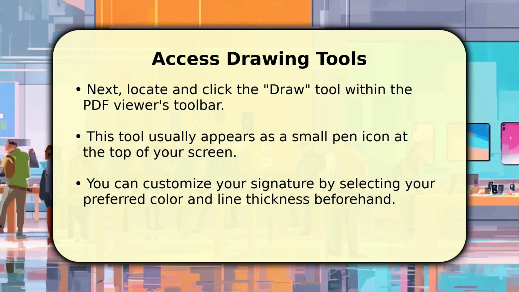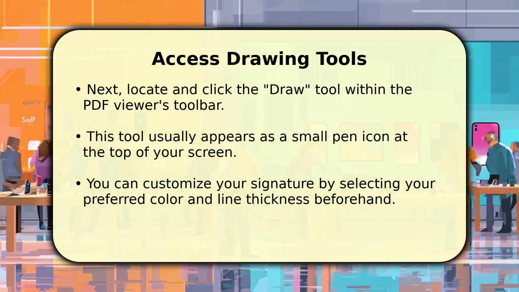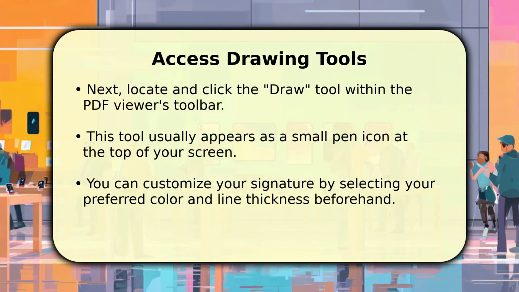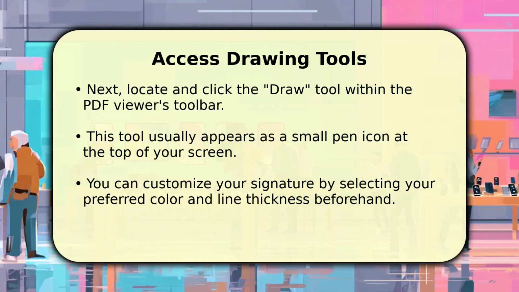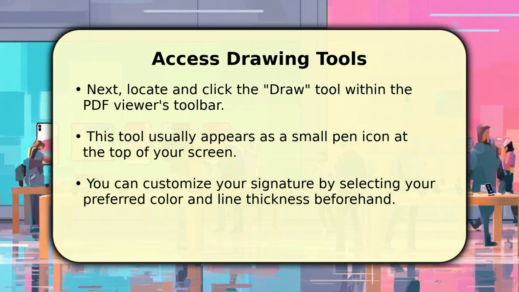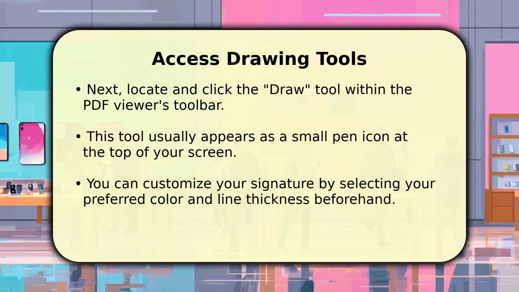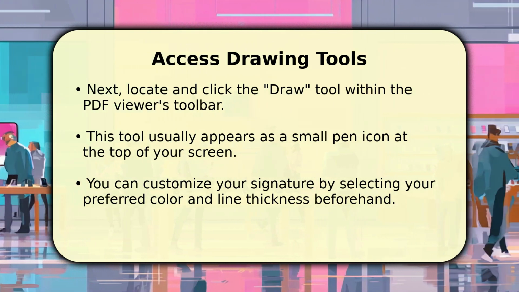Once your PDF is open, look towards the top of the browser window for the PDF Viewer's toolbar. You'll need to locate and click the Draw tool, which is typically represented by a small pen icon. Before you start, you have the flexibility to choose your favorite color and adjust the line thickness, ensuring your signature looks exactly how you want it. This step prepares you perfectly for adding your personal mark.